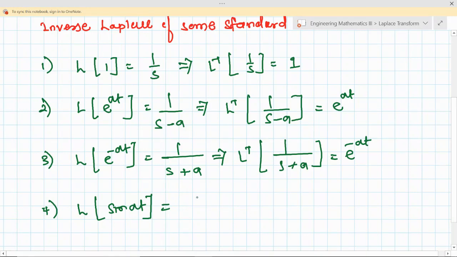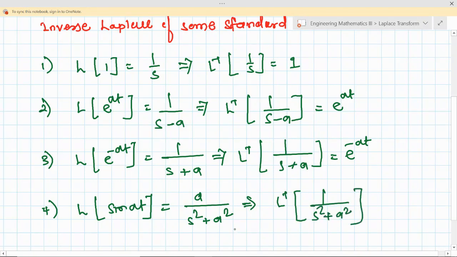So the Laplace of sine at is a upon s square plus a square, and from this, what is the inverse Laplace of 1 upon s square plus a square? Why is a upon s square plus a square not there? We have taken a constant outside the inverse Laplace, and I have shifted that to this side. So this is sine at divided by a.